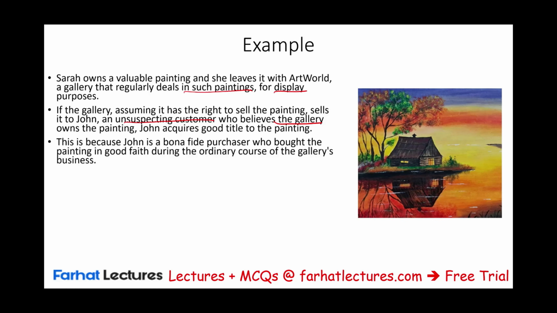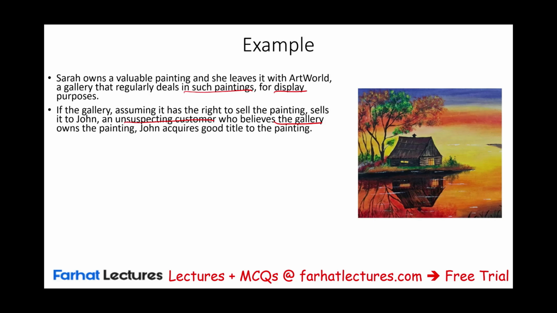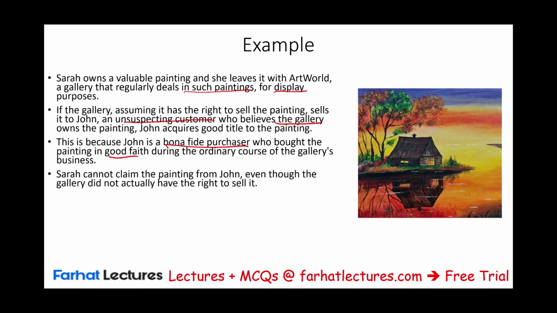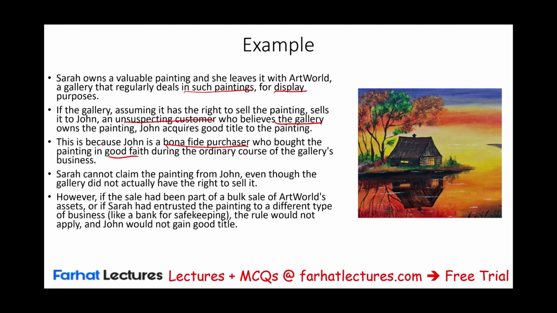This is because John is a bona fide purchaser who bought the painting in good faith during the ordinary course of business. As far as John is concerned, I purchased it from a place of business. Now, Sarah cannot claim the painting from John, even though the gallery did not actually have the right to sell it. However, if this sale had been part of a bulk sale of Artwork's assets, or if Sarah had entrusted the painting to a different type of business, let's assume a bank for safekeeping, the rule would not apply, and John would have to return it, would not gain good title.